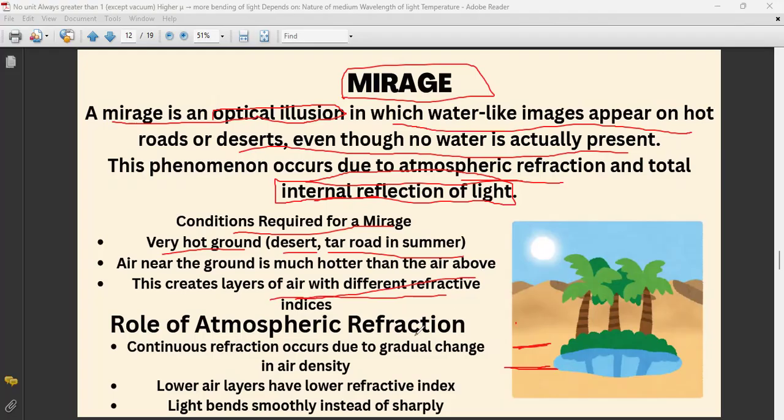And now, what is the role of this atmospheric refraction? Continuous refraction occurs due to the gradual change in air density, and the lower layer has a lower refractive index, which means light bends smoothly instead of sharply. Okay, so because of the lower refractive index, wait a minute, guys.